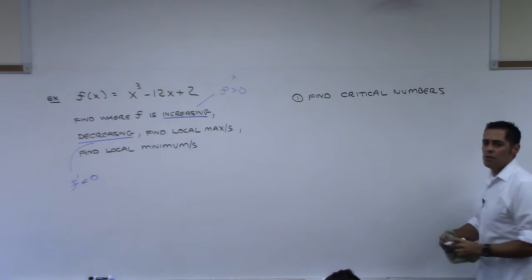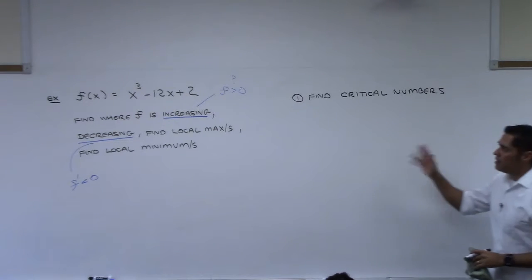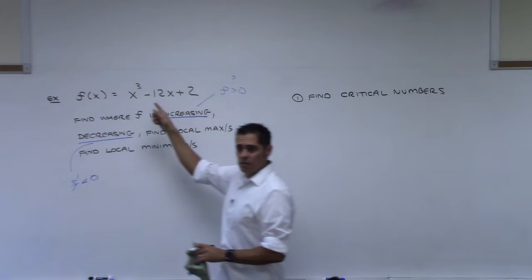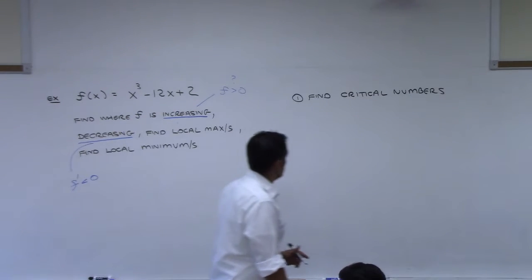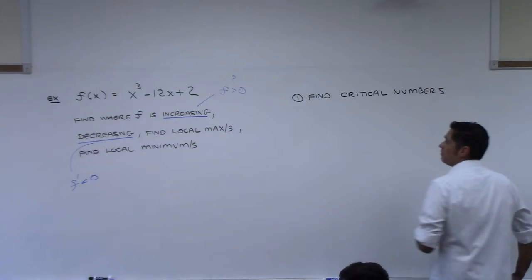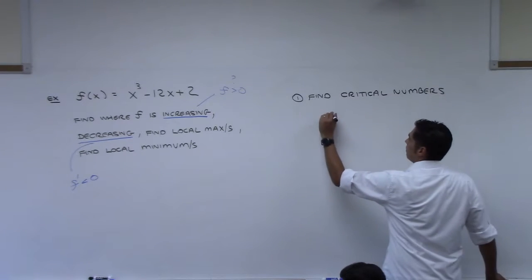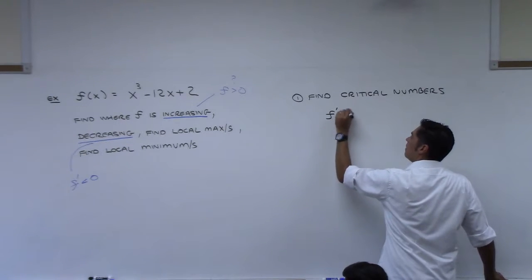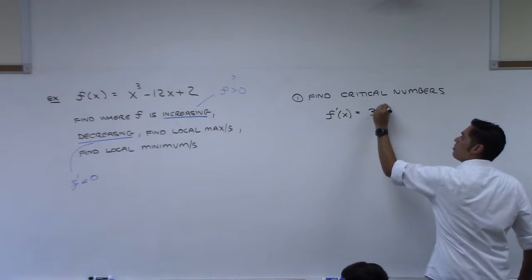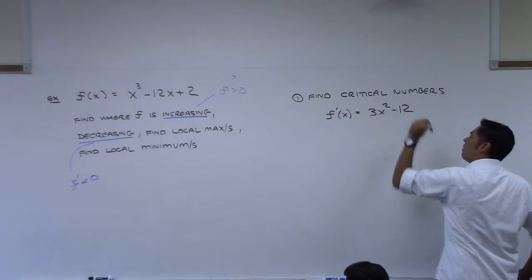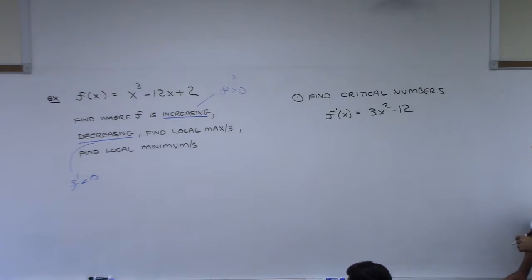Okay, let's find the critical numbers because those are going to be places where the derivative is 0, right? Also where the derivative is undefined. So to do this, what do we do? Take the derivative, right? Okay, take the derivative. And what is that derivative? 3x squared minus 12, right? Now what? Solve for x.